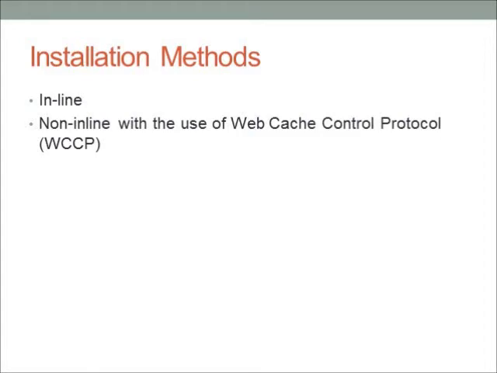So there's two installation methods. There's an inline installation method, and then there's a non-inline with the use of a web cache control protocol, which was developed by Cisco Systems a few years back. With the web cache control protocol, you add it to your configuration, and then we go in and put an ACL in place, and we'll either do a deny or an allow, and we'll redirect that traffic. The chosen traffic would be directed to the WAS appliances for the optimization and acceleration.